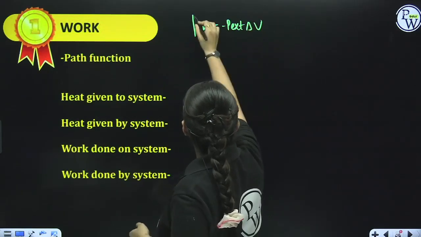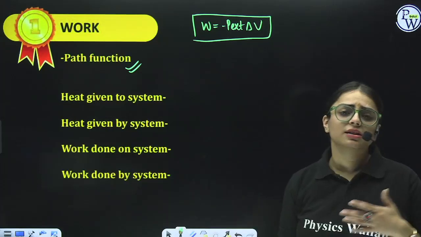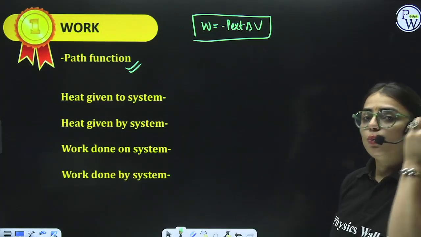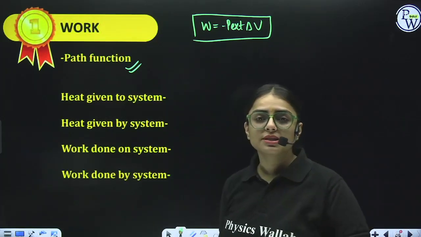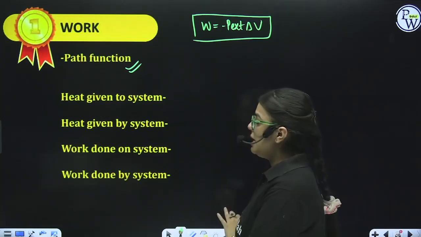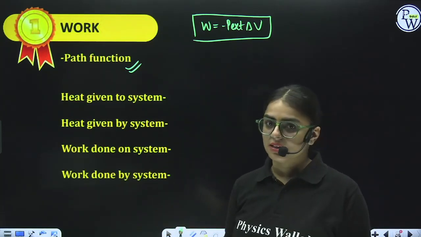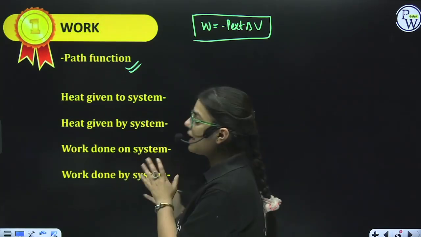More about work done, students: work is a path function. Very important. Many a time students get confused between state function and path function. Always remember Q and W, that means heat and work, are path functions. There are also some terms you will observe which are quite different from physics and chemistry. That is the sign.